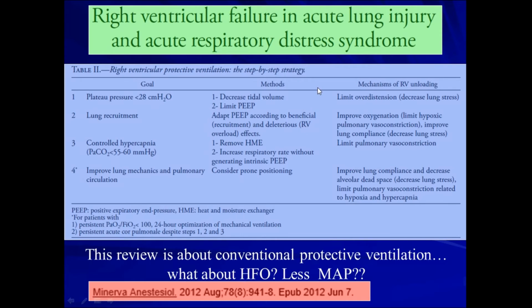This is one of the ways of adjusting the optimal PEEP: to do an echo after each adjustment and see what's best for the right ventricle. This is one of the approaches for optimal PEEP, and there is a study about that. Maybe removing the HME, decreasing the resistance in the circuit, controlling hypercapnia, and increasing respiratory rate without generating intrinsic PEEP. The intrinsic PEEP is as bad as high PEEP. This is uncontrolled PEEP, auto-PEEP. And maybe considering prone positioning, that will decrease the stress on the lung, increase the recruitment, and might also decrease the afterload of the right ventricle.